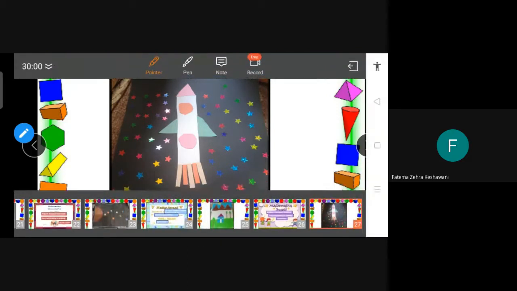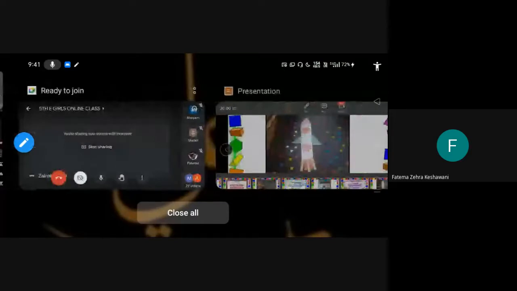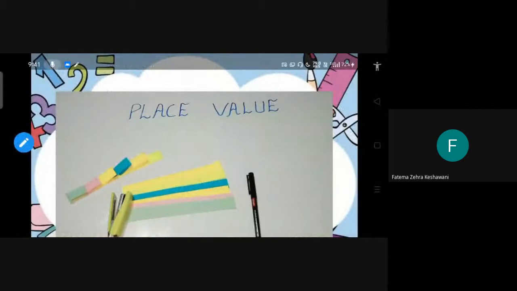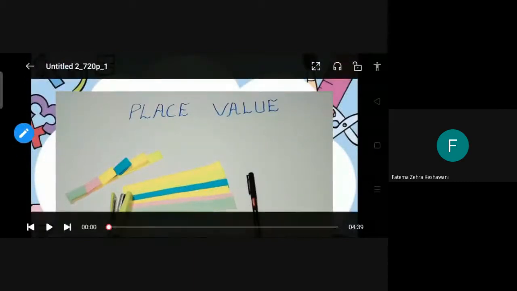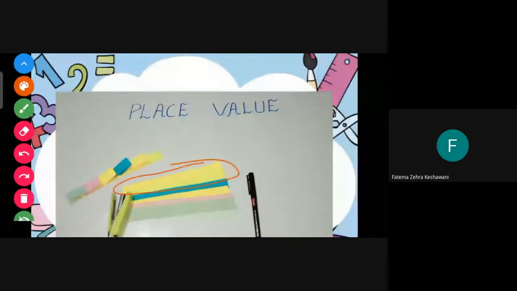Now there is one more activity, of place value, which I am showing you. This one is very easy, it's not difficult. But the difficulty is whether you will understand or not. So I'm just hoping that you will understand. First of all you have to take this coloring strip. Such a strip comes, right? That one.